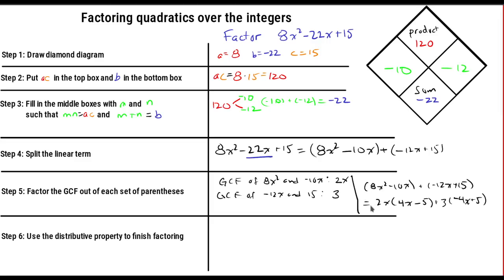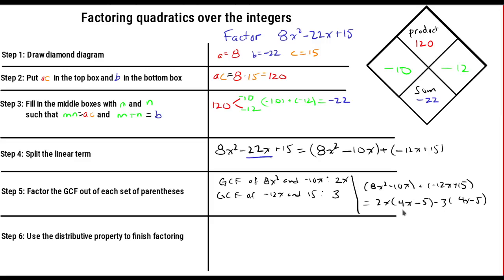Okay, so now here's something interesting. We got 4x minus 5 and negative 4x plus 5 in our two new sets of parentheses. That's not exactly what we want. There's a difference of a minus sign here. So let's pull this minus sign out. We can pull the minus sign out here, and now it's 4x minus 5 in both of them, and we put the minus sign in front of the 3. It's still the same value. We just pulled out a minus 1 using the distributive property.